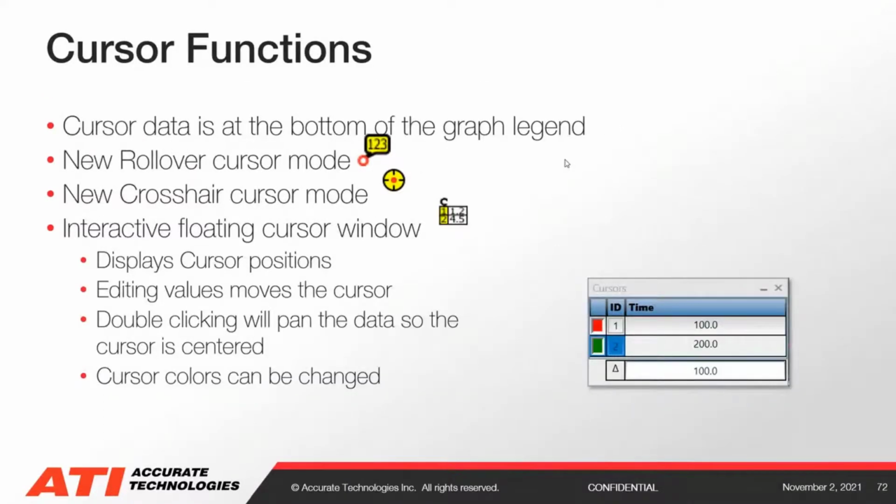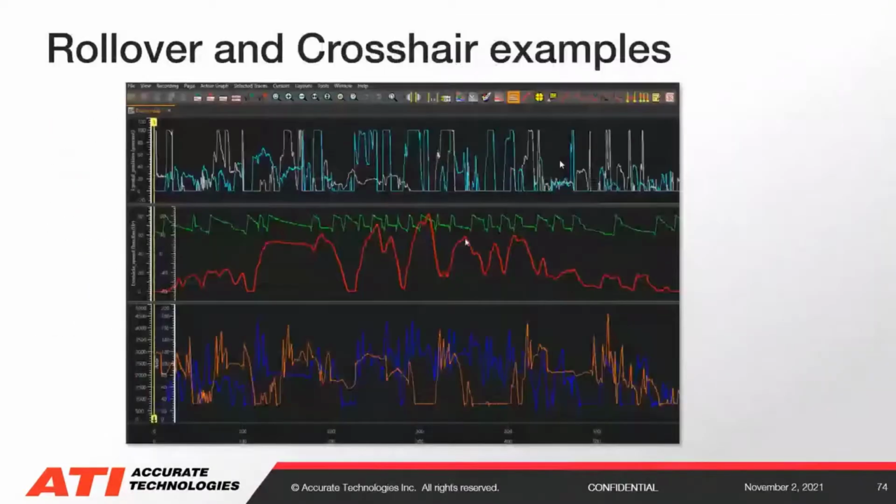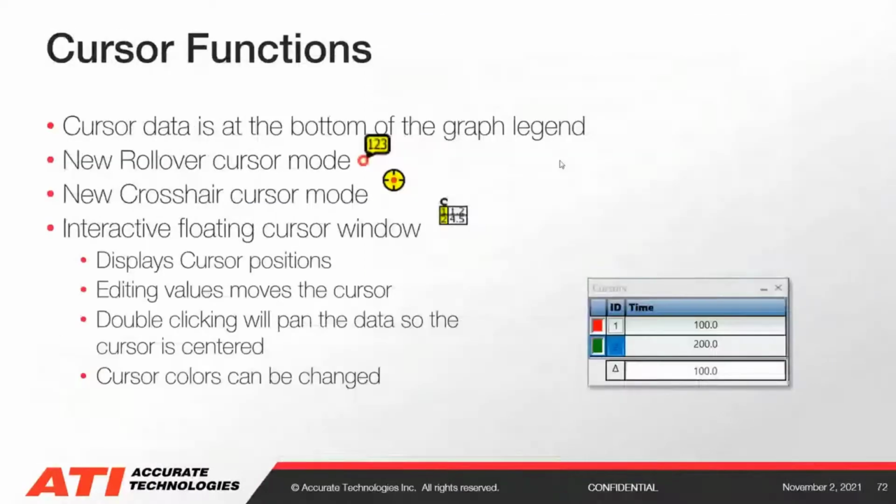Next, we've got our cursor functions in VDA. We've got rollover and crosshair. I've got a couple of example slides of that, and also a floating cursors window. You can change the color of your cursor right there by clicking on the little color swatch, and you can input a time. So if you want to go to 49.991 seconds, put that in there and hit enter.